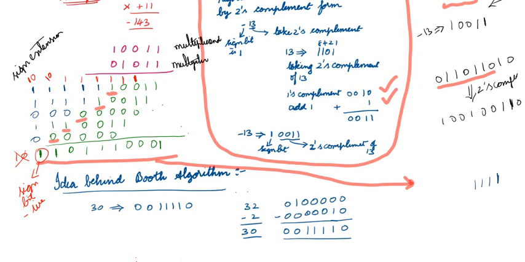Then we have 3 ones, so we have 3 zeros. Then we have 0, which will become 1. Then the next 1 will become 0. Okay, so what is this number?